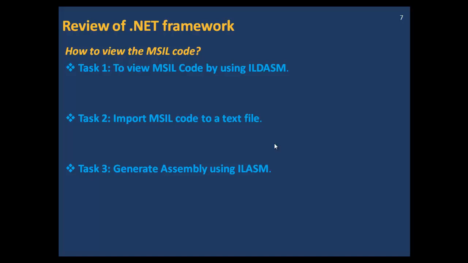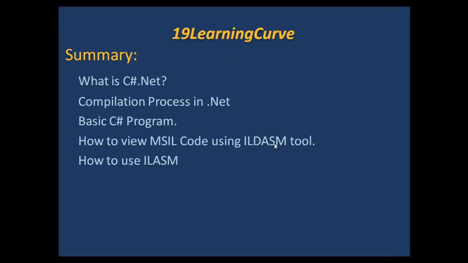So first we generated the MSIL code by using the intermediate language disassembler. Then we imported the MSIL code to a text file, and then we generated an assembly using the intermediate language assembler. So let us summarize what we have learned. We have learned what is C#.NET. In that we have learned C#.NET is a .NET compatible language. Then we studied the two-step compilation process in .NET. In the first step, the .NET code is converted into MSIL code by a language-specific compiler, and in the second step, the MSIL code is compiled into machine code by using the just-in-time compiler.